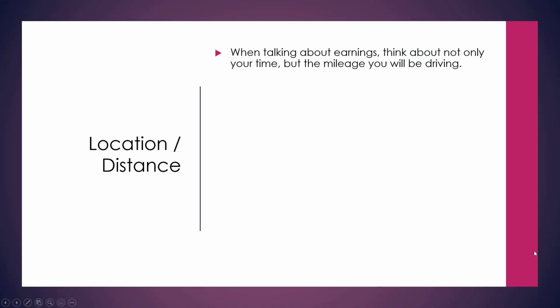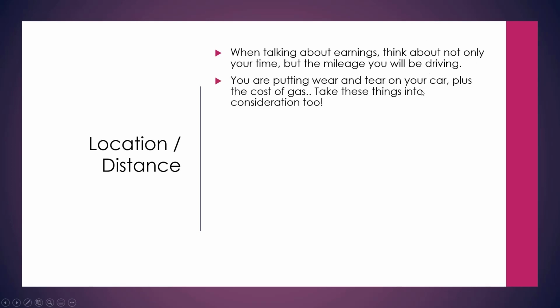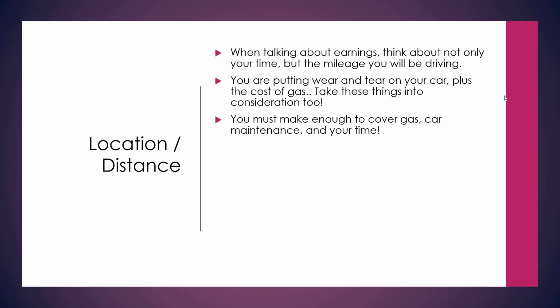So another thing you need to think about when you're thinking about earnings is the location and the distance. Think not only about your time, but the mileage you'll be driving. You're putting wear and tear on your car, plus the cost of gas. These things need to be taken into consideration. You must make enough to cover gas, car maintenance, and your time. That distance they show on the acceptance screen is important to look at. And remember, this is only from the restaurant to the customer.